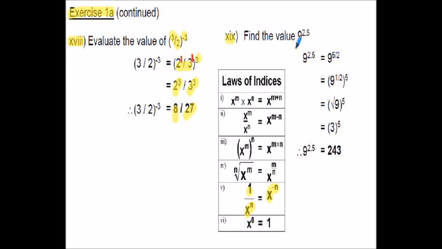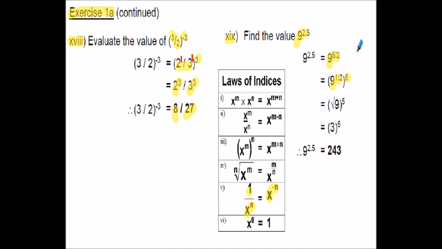Part 19 here, we're asked to find the value of 9 to the power of 2.5. What I've done here is actually written that as 9 to the power of 5 upon 2. 5 divided by 2 is 2.5. But then I can write that as 9 to the power of a half to the power of 5. Because I still haven't affected the equation now. I've got 5 times a half is 5 upon 2.